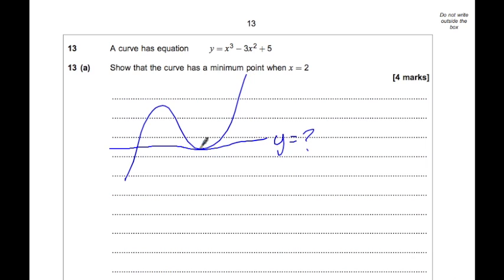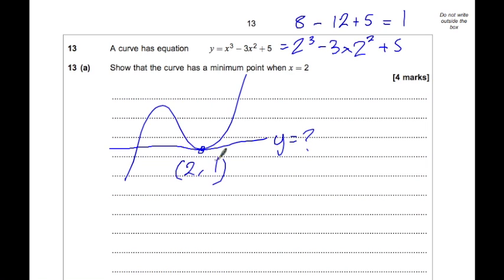When x equals 2, we're going to have to find the y coordinate. If we sub in 2, we'll be doing 2 cubed minus 3 times 2 squared plus 5. That's 8 minus 12 plus 5, so that's minus 4 plus 5 is 1. So we know this is the coordinate 2, 1. So this line must be y equals 1. So we know what the tangent is there. Remember, this was only quite easy because we knew it was horizontal. If it was anything else, we'd have to find the gradient and sub in a point to work out the y equals mx plus c.